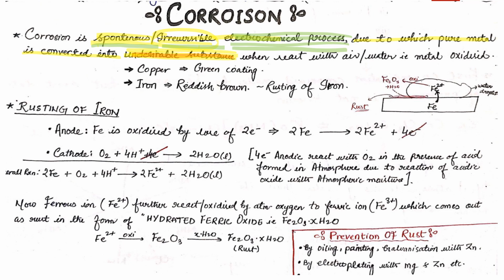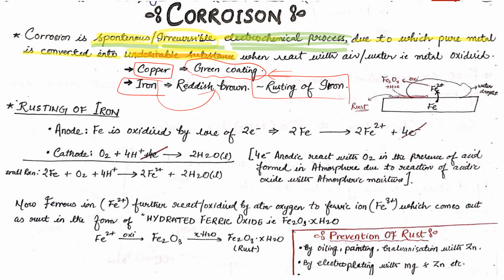In your earlier classes you have learned about the condition for corrosion, that is the presence of air and water. Now we can focus on this. In the case of copper, a green coating develops. This is known as corrosion in the case of copper. But in the case of iron, you all know that a reddish brown layer is formed, which is known as the rusting of iron. One should remember that the word rusting is specifically used for iron.